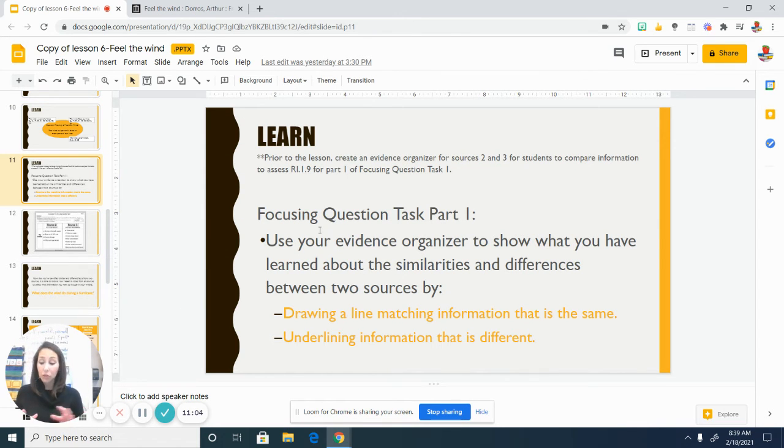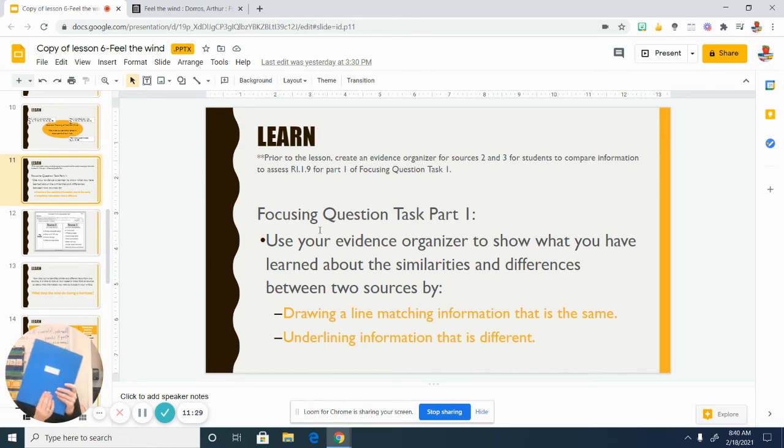Okay, so starting tomorrow, we are going to start working on our informative paragraph to answer our research question about the wind and hurricanes. But today we want to practice identifying research from different sources and figuring out whether the research is similar or different.